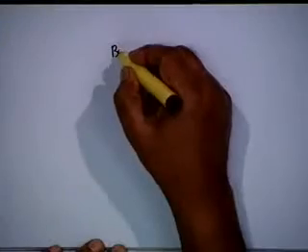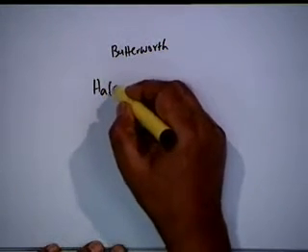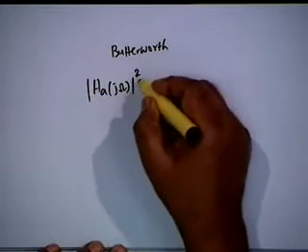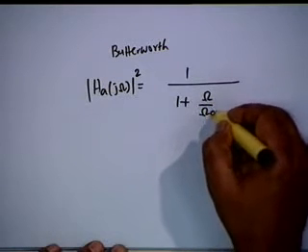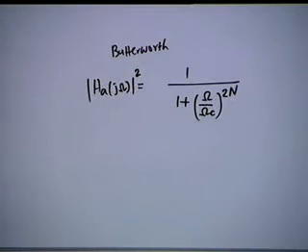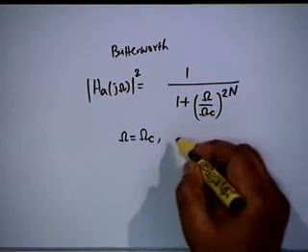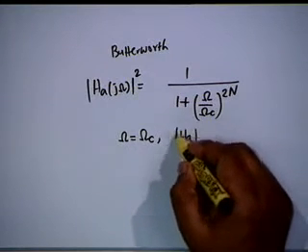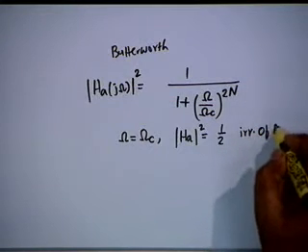And to this end, the Butterworth filter simply takes H A of j omega magnitude squared as equal to 1 by 1 plus omega divided by omega c to the power 2n. Nth order Butterworth filter has a magnitude squared function equal to this. And you notice that at omega equal to omega c, magnitude H A squared is equal to half irrespective of the order n.